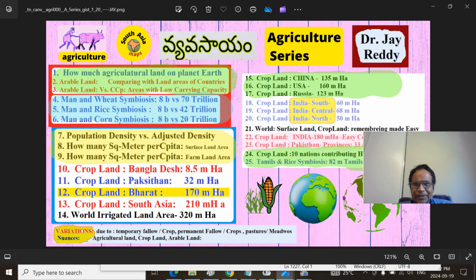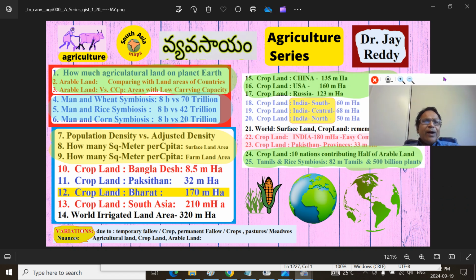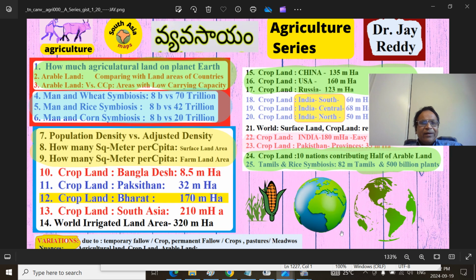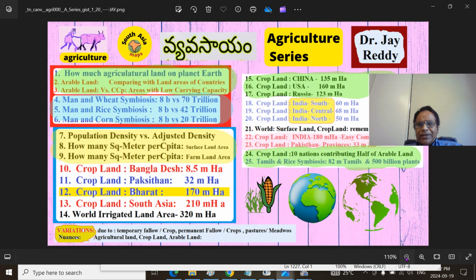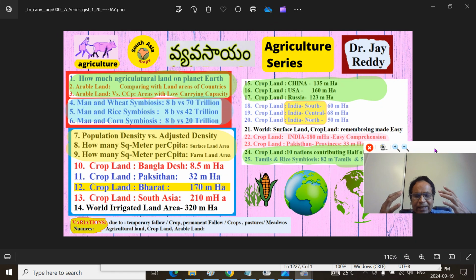This is our agriculture series, and we are in topic 15. The cropland in China is around 135 million hectares. So you have to see the nuances of what is cropland, arable land, agricultural land, pasture land, meadows. Cropland is where you grow the crops. If you add the grazing land, pasture land, it becomes agricultural land. So cropland is always less for any nation, whereas the agricultural land will be a little more in some nations.